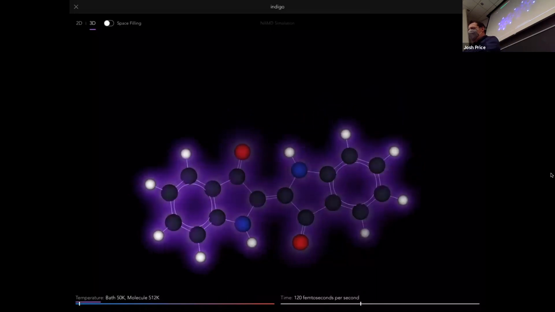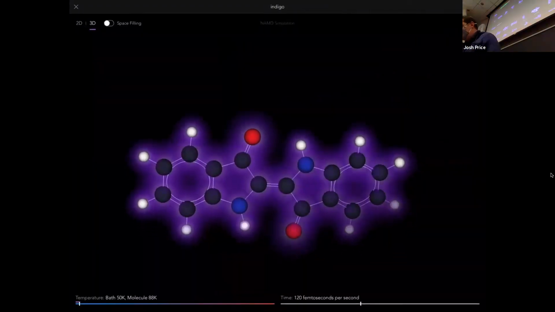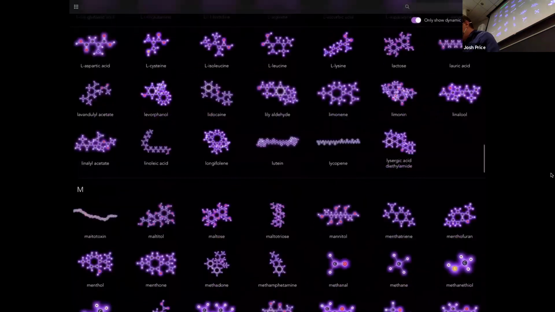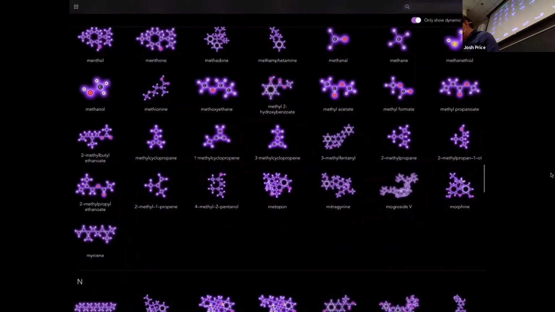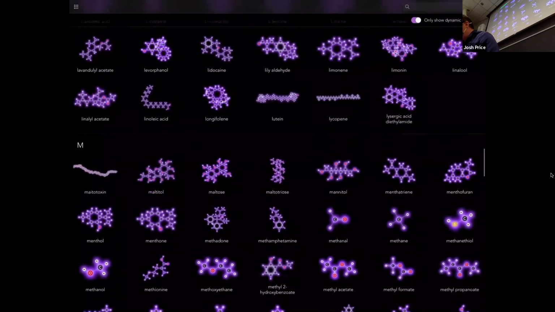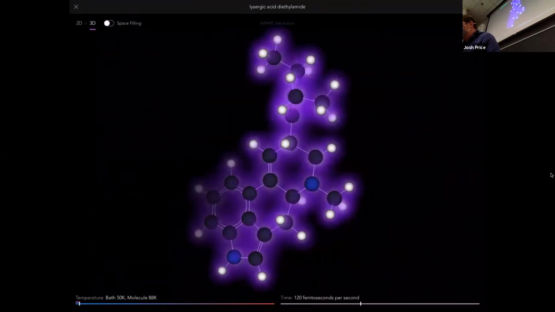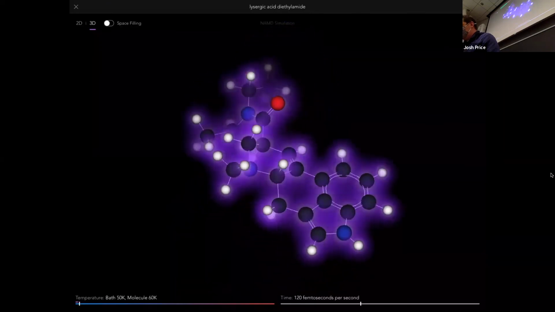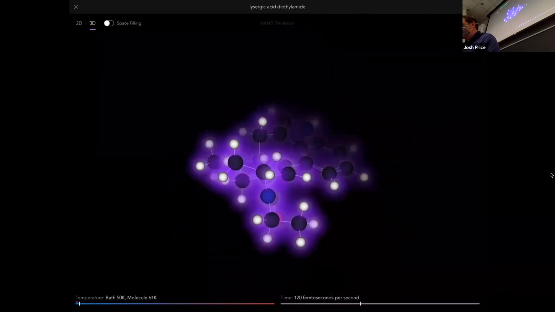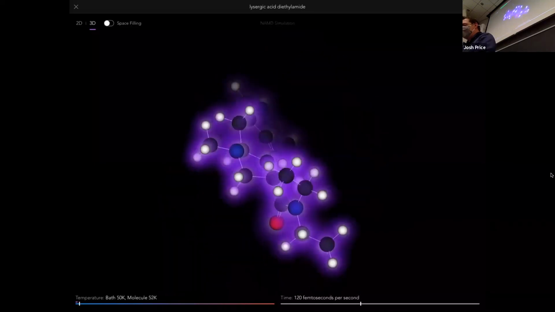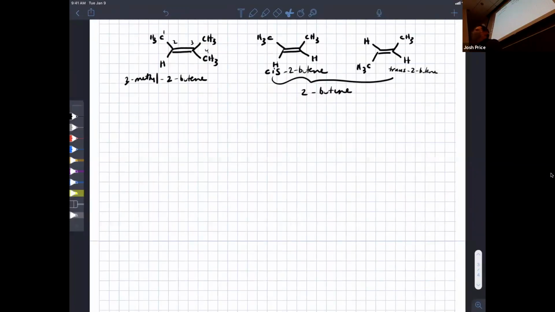Okay. So anyway, that's kind of fun. And there are a lot of interesting molecules in here. For example, if you want to see a precursor to, no, this is actually LSD. So if you want to see what LSD is, that's what it looks like, kind of. Anyway, kind of fun.